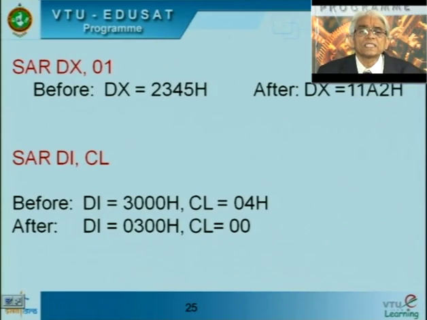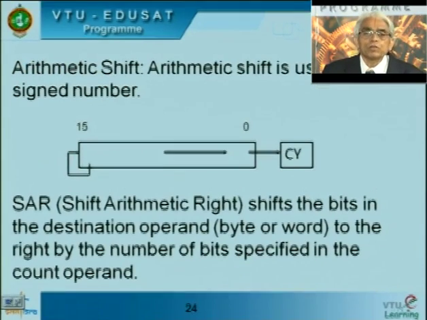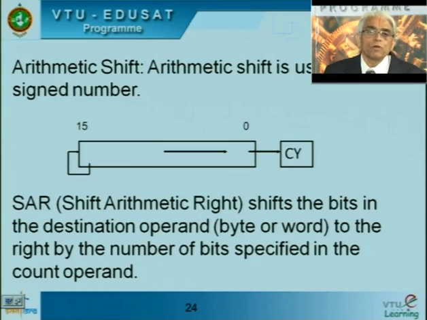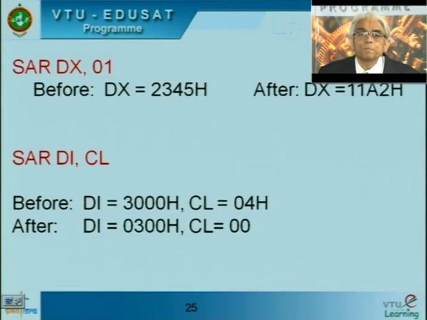The contents of DX is 2345, and after performing the arithmetic shift, the MSB bit is retained as it is, as indicated in the diagram here. If the most significant value is 0, it continues to be 0; if it is 1, it continues to be 1. In this particular case, since it is 0, it continues to be 0. When it is shifted to the right, the new value you get is 11A2. I think you can look into this data, write the binary equivalent and see how the process works. The assignment is left to you. So let me go to the next instruction.